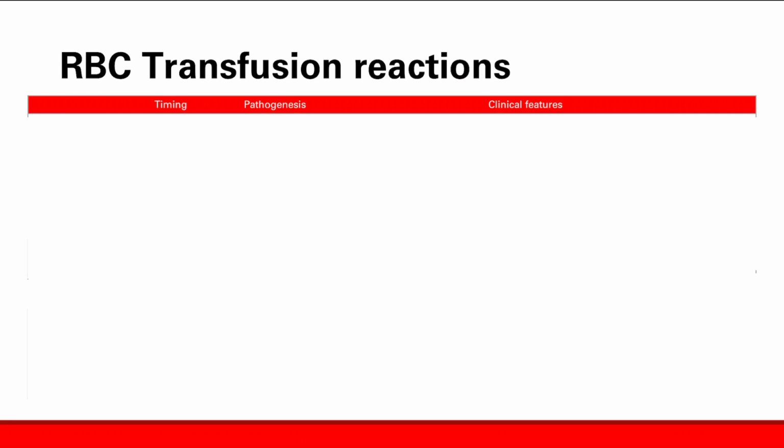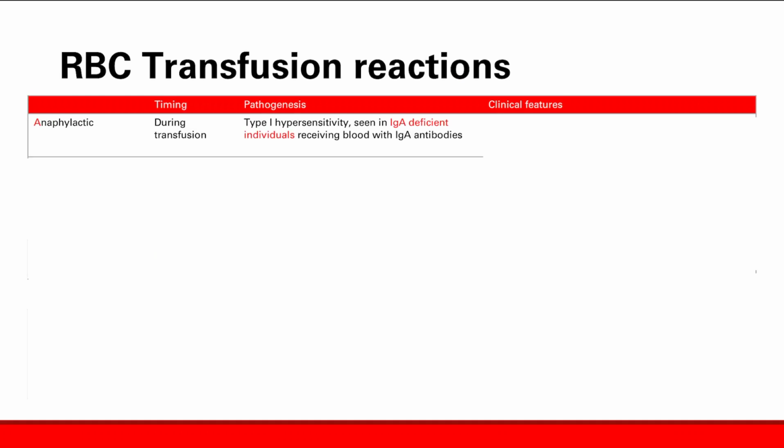So next topic is transfusion reactions from red blood cells. So adverse reactions from red blood cell transfusions. So there's going to be a lot of things that you can get from giving someone red blood cells. Actually, they don't happen too much, but you can get them. So anaphylactic reactions. So this is immediate. This is a type 1 hypersensitivity. You see it in IgA deficient individuals receiving blood with IgA antibodies.